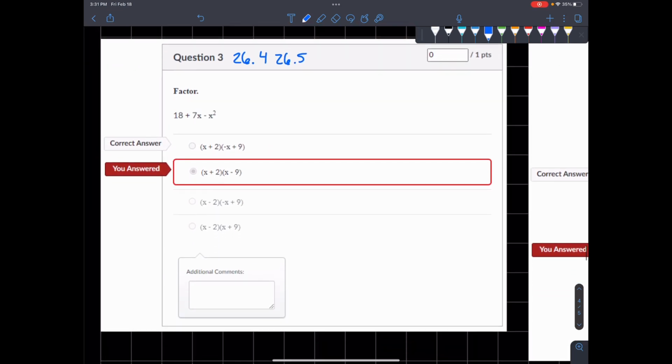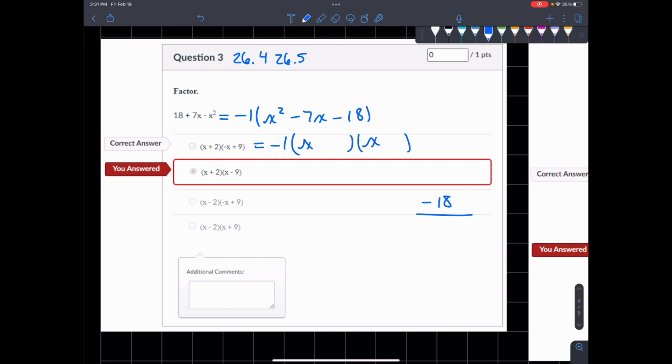Next one, question 3 of 26.4, 26.5. We've got to factor this thing here. What I like to do is have the biggest degree term, in this case x squared, at the front. To do that, we have to pull out a negative 1 from everything. That's going to become x squared minus 7x minus 18. We can set up our brackets here. We know the first terms have to be x times x to get x squared. And we're looking for two numbers that multiply to make negative 18 and add together to make negative 7.